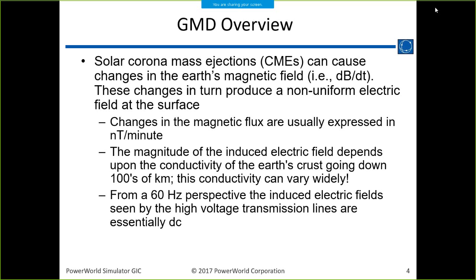They're very low frequency, so they penetrate far into the crust. So you have to know what's going on in the Earth's crust down potentially hundreds of kilometers. So from our point of view, they look essentially DC. They are changing, but they're changing much slower than the underlying 60 hertz AC system.